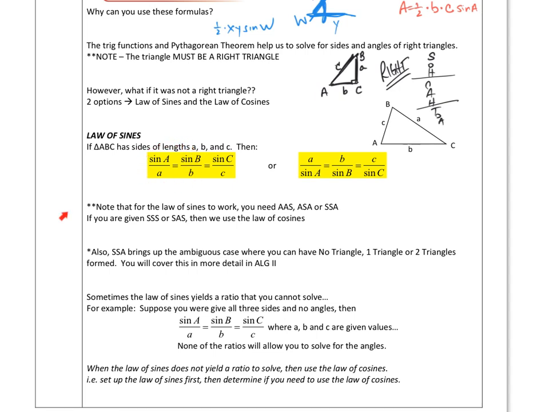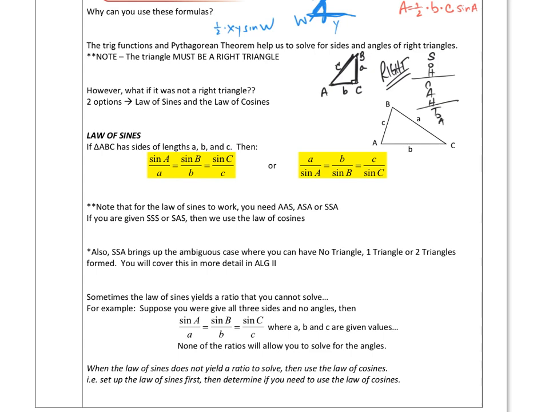So basically, here's how you know. You don't have to memorize this stuff. Just set up the ratio. If it works and you can solve for a variable, then you're set. You're good to go. If it doesn't, then you have to do something else. If it doesn't work, then you have to use the law of cosines. And I'll do the examples and show you when it works, when it doesn't.